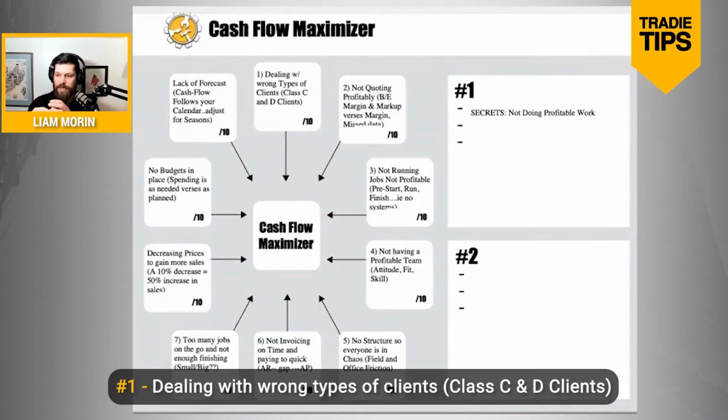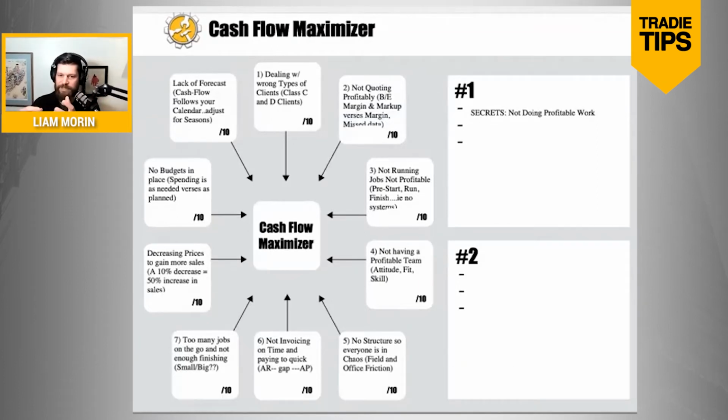So number one, and this goes back to the pricing and profit issue, is are you dealing with the wrong type of clients? If you're dealing with Class C and Class D clients consistently, so people who are not paying you, who are a real headache to deal with, who don't want to pay for change orders, who are dragging out projects, who are consistently behind on paying their invoices, that's going to really drag down your cash flow.